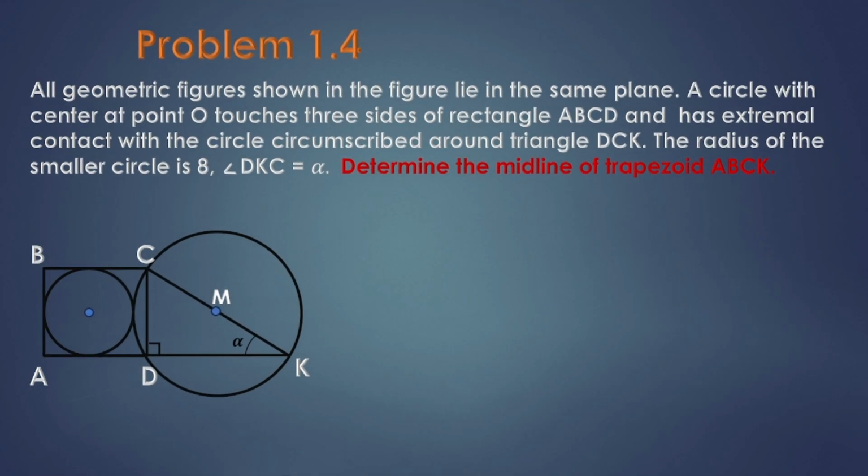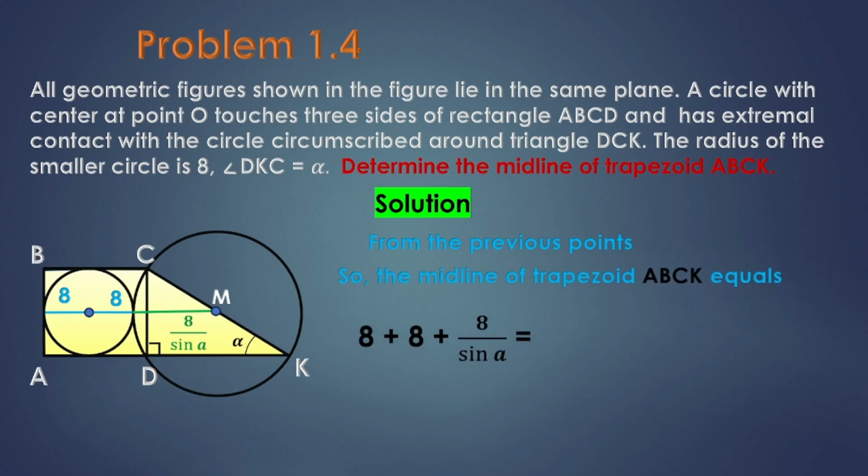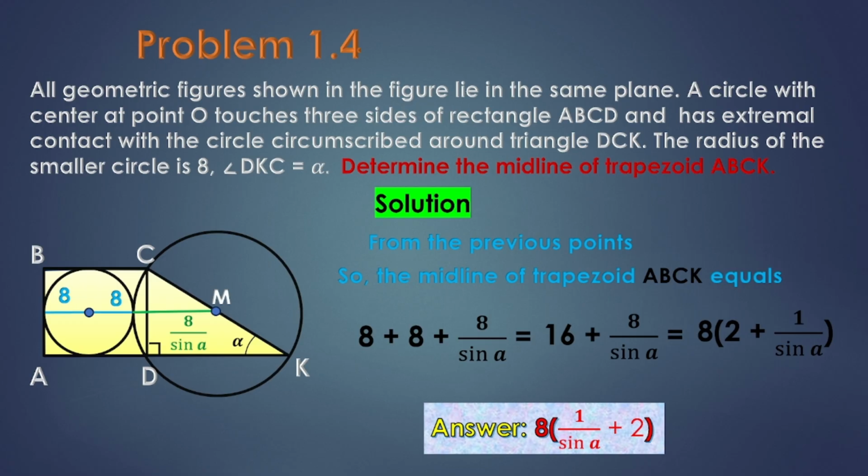Problem 1.4. Here we just need to determine the midline of the trapezoid ABCK, so I have marked the trapezoid in yellow and white. From the previous point, this line that I marked in blue and green will be the midline of the trapezoid ABCK. The radius of the smaller circle is 8, the radius of the larger is 8 divided by sine of alpha. And let's not forget that the diameter is equal to 2 radii of the same circle. So we add the diameter of the smaller circle to the radius of the larger circle, and the midline of the trapezoid ABCK is 8 multiplied by (2 divided by sine of alpha plus 1).